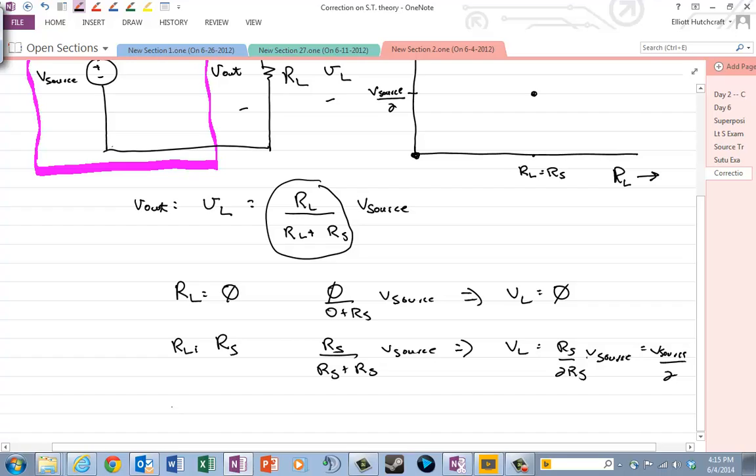And then I said, okay, as RL approaches infinity, we would have infinity over infinity plus RS. And as I said, this is not the greatest math in the world. So infinity is going to dominate in the denominator, and so we're going to have basically infinity over infinity. So that's going to be 1, and so VL will approach V source.